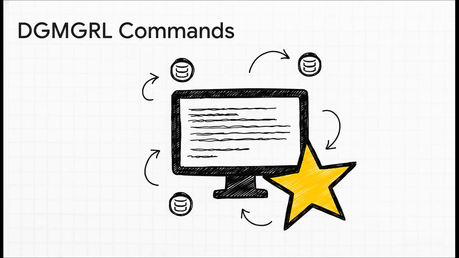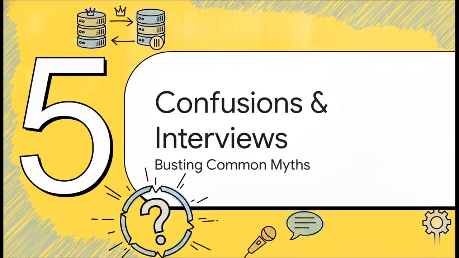And hey, notice this special callout with the yellow star at the bottom. For a massive, unplanned, absolute emergency where you need to bypass any normal attempts to apply pending redo data, like you just need it up right now, you use the command Failover Immediate. Okay, Section 5, Confusions and Interview Questions. It's time to bust some common myths and help you crush your next technical interview.